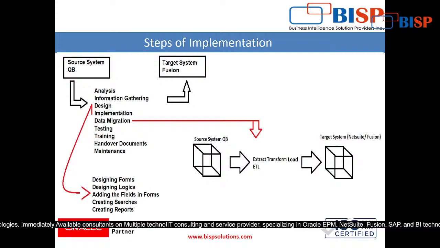Then comes the data migration. Data migration means source system QB and extract. Here we will use the term extract, transform and load, right? Then in this design and implementation part, designing forms, designing logics and adding fields in forms, extracting, creating saved searches, creating reports, these things come under the part of implementation only.